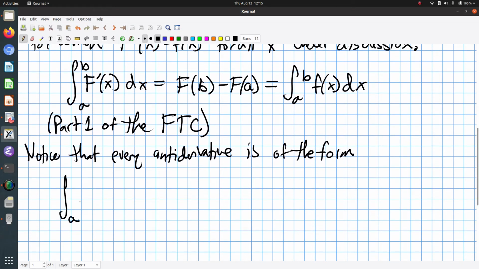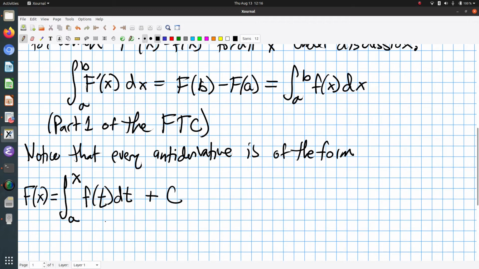integral from a to x of f of x dx. Well, I've got too many x's, don't I? So let me avoid any confusion and say f of t dt plus some constant. Some constant I don't know. Okay, so this antiderivative is always of this kind of form.